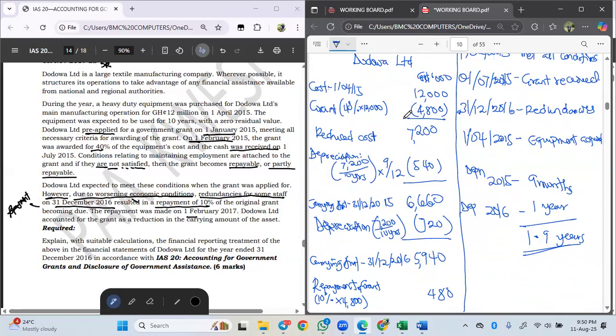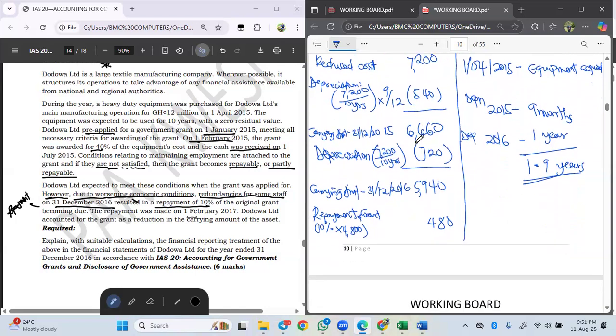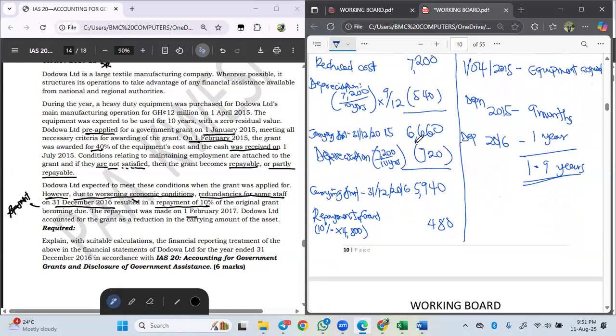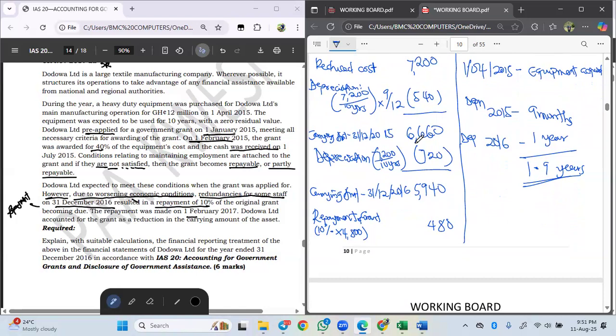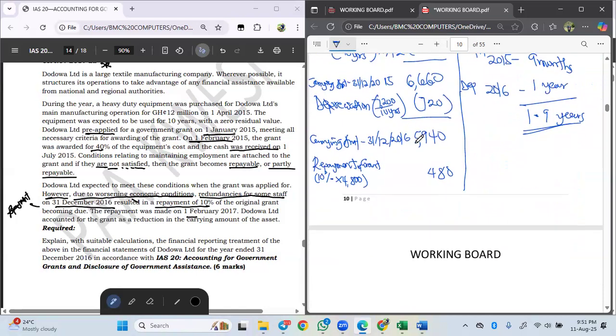Whenever you are dealing with repayment, the additional depreciation you are going to calculate, you should look at the date that they started charging depreciation. That's the date the asset was ready for use, in a workable state and location, not the date the grant was received. For the repayment, any accumulated depreciation that was not charged due to the grant must be charged immediately. So that's what we are trying to do.